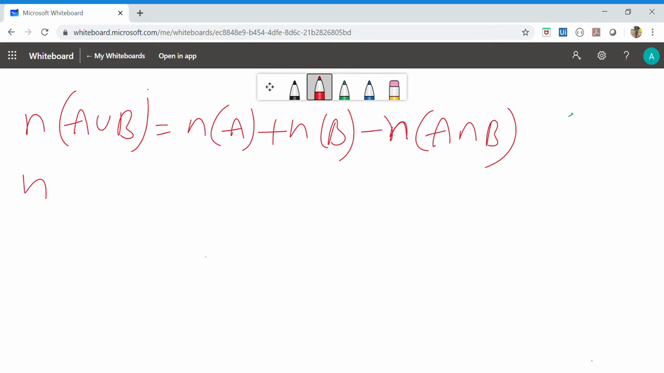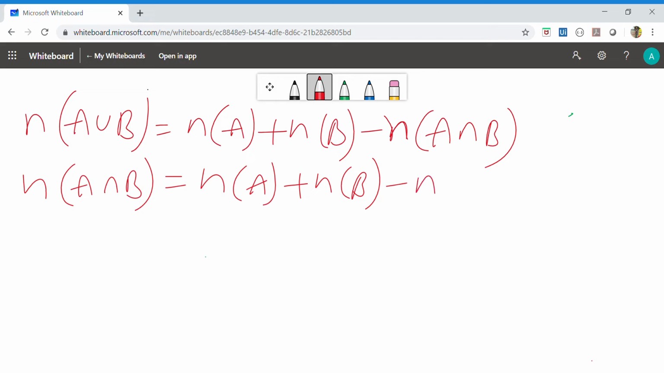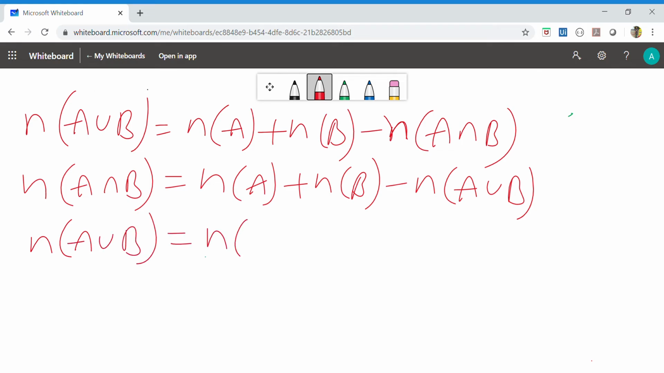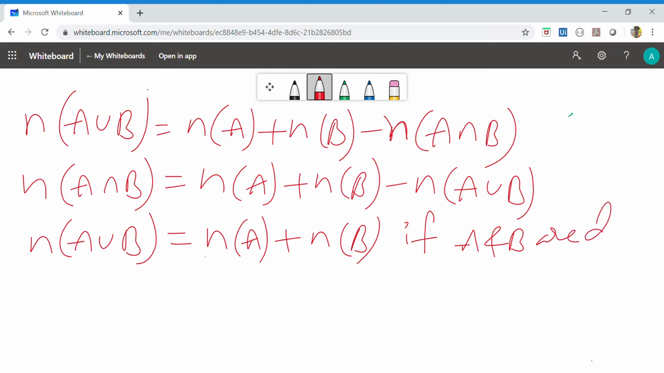So what is n of A intersection B? It is n of A plus n of B minus n of A union B. And if A and B are disjoint sets, what can you write n of A union B as? Disjoint sets means no common elements, so n of A intersection B becomes 0. So n of A union B is n of A plus n of B, when A and B are disjoint sets.